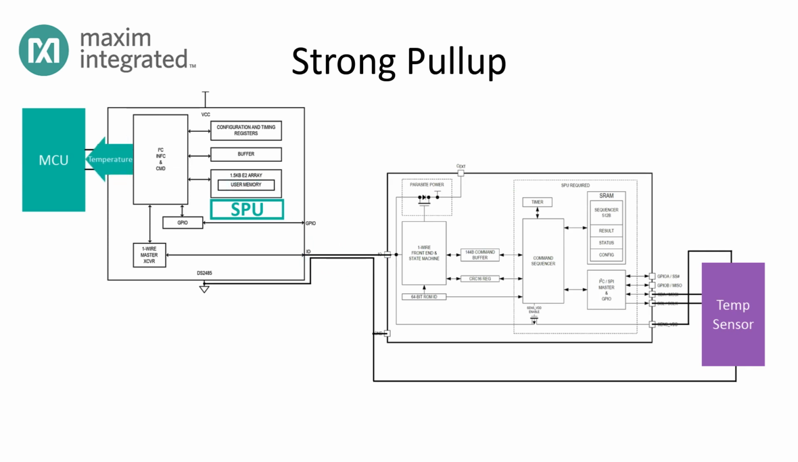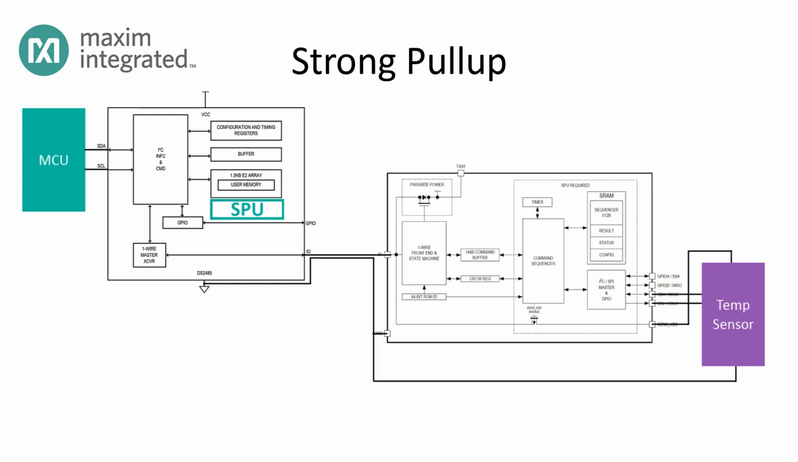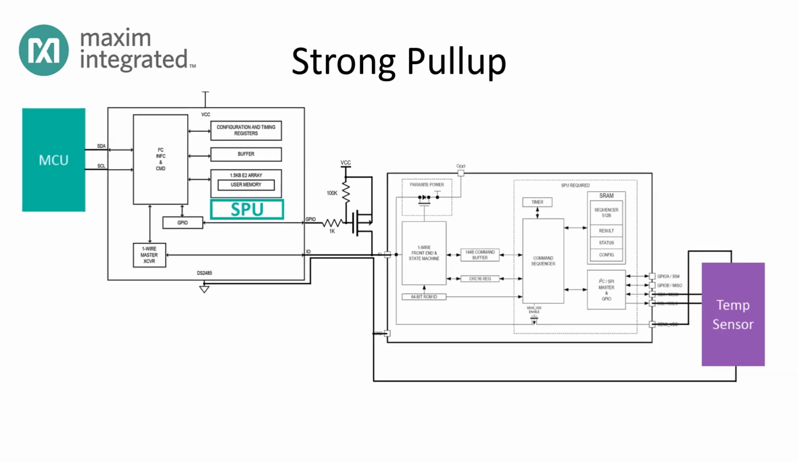And how much current can you source from the sensor VDD pin when the strong pull-up is active? For the DS2485, the answer is no more than 10 milliamps. But the good news is that for most modern sensor ICs, 10 milliamps is a pretty generous number. And what if you need even more power for your peripheral device? The DS2485 lets you synchronize its GPIO pin with the SPU logic to drive an external P-channel MOSFET. And with that arrangement, you can provide, well, pretty much any power level you need to the device.